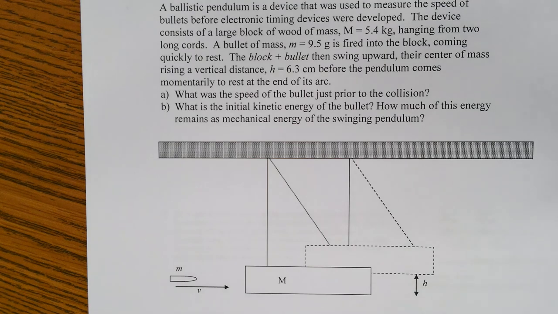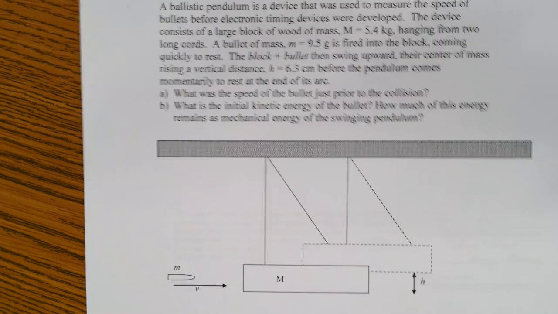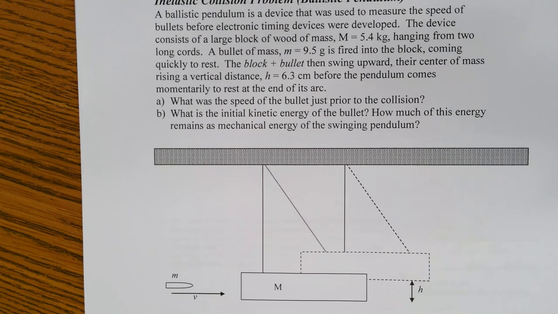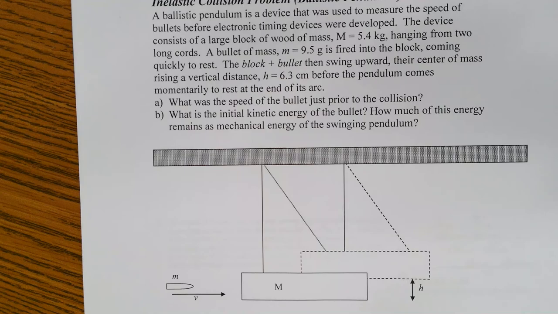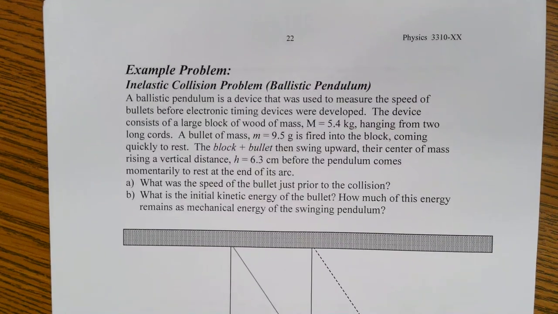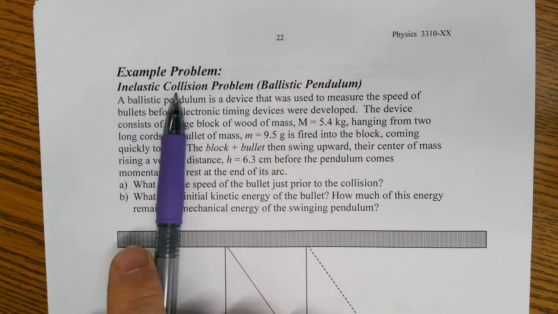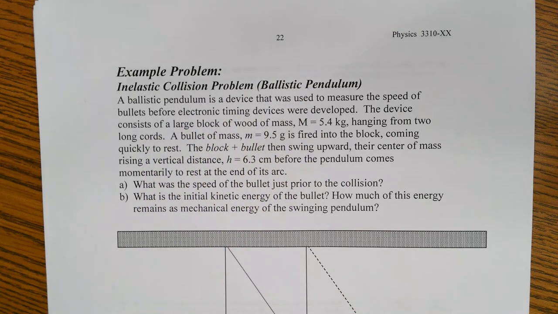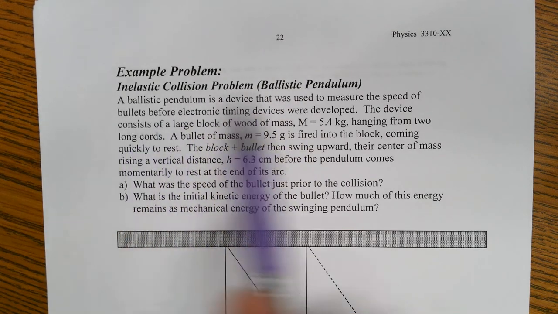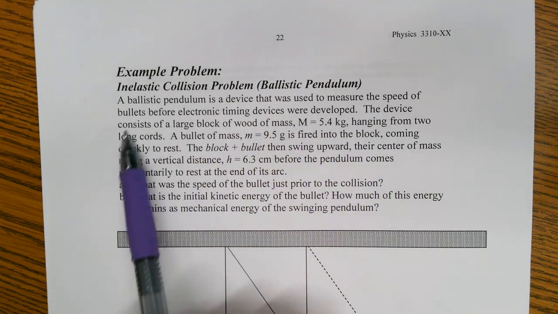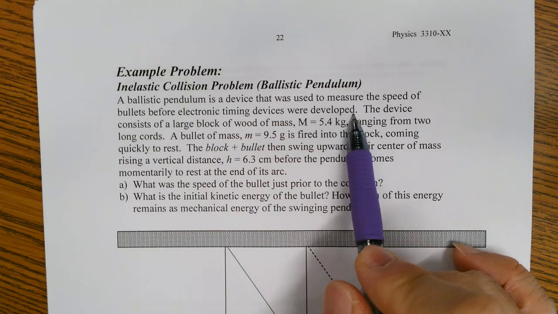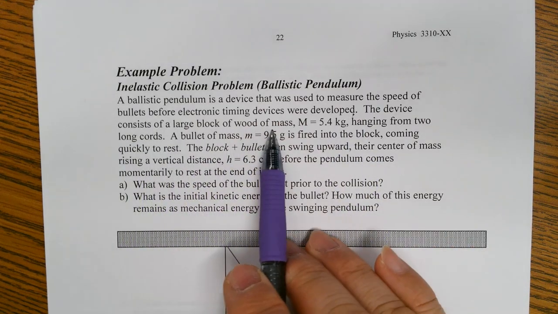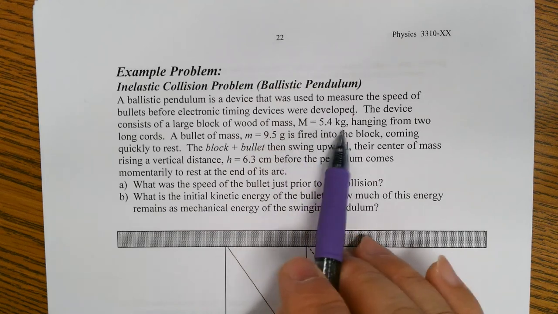Speaking of bullets, let's talk about a ballistic pendulum. This is how they would calculate the initial velocity of a gun in the old days, before electronic devices were invented. Here is a completely inelastic collision problem, a ballistic pendulum. A ballistic pendulum is a device that was used to measure the speed of bullets before electronic timing devices were developed. The device consists of a large block of wood of mass 5.4 kilograms.